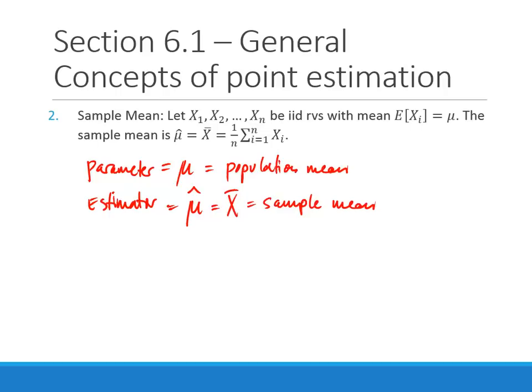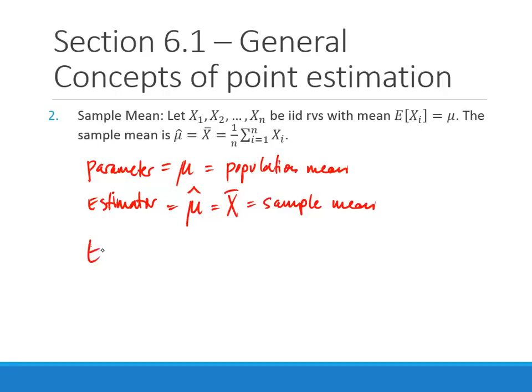So this is like if I want to know the average height of all students at Ohio State, that would be my population mean, for example. Then suppose I take a sample of 10 students, 100 students, whatever, and calculate their sample mean. I could use that to guess what the average height of all students at Ohio State is. Anyway, now I want to see about the bias of my estimator here.